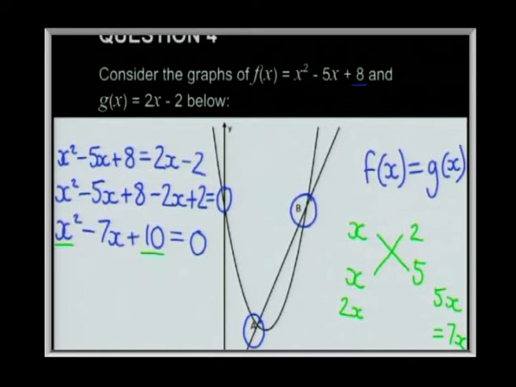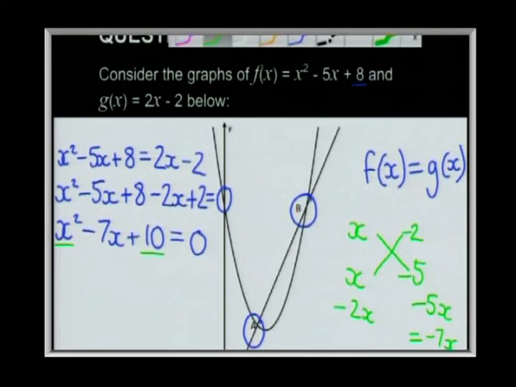So what can we do to make this work? Well, at the moment, 2 times 5 is equal to 10. But we can also make it negative 2 times negative 5 is equal to 10. This will give us the answer of x times negative 5 is negative 5x, and negative 2 times x is negative 2x. Negative 2x plus negative 5x gives us an answer of negative 7x, which is the middle term that we were hoping for.